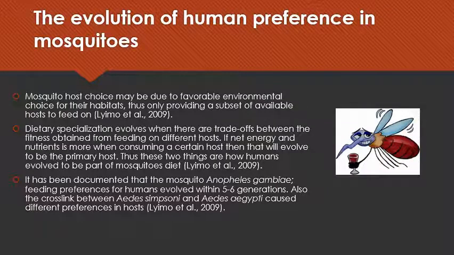How mosquitoes evolved to be bloodsuckers on humans was due to a lot of different factors, including host availability, dietary specialization, and cross-linking between different species of mosquitoes. Dietary specialization involves trade-offs between the fitness obtained from feeding on different hosts. Basically, the mosquito chooses the best host over other hosts, and even chooses the best human out of all of us. However, it took many generations for us to become the primary host.